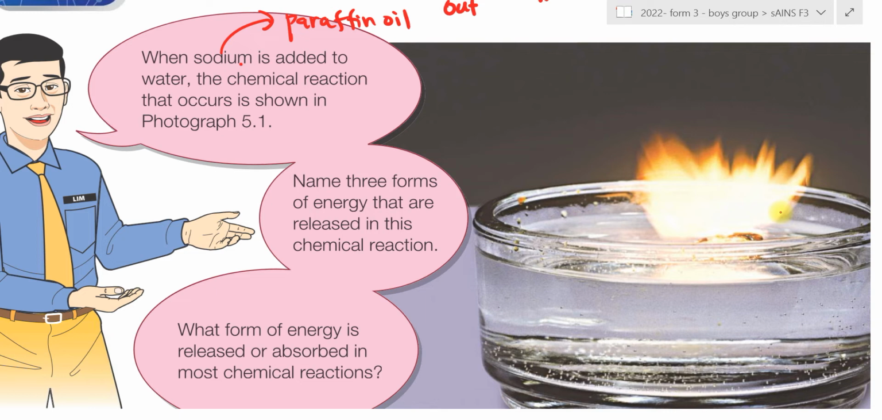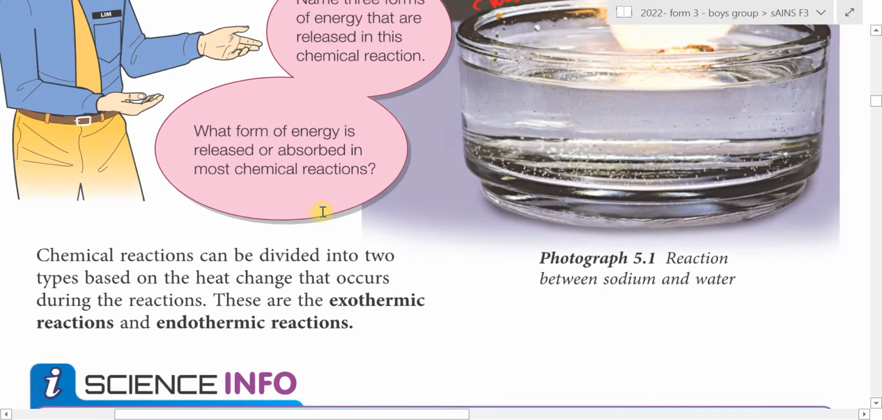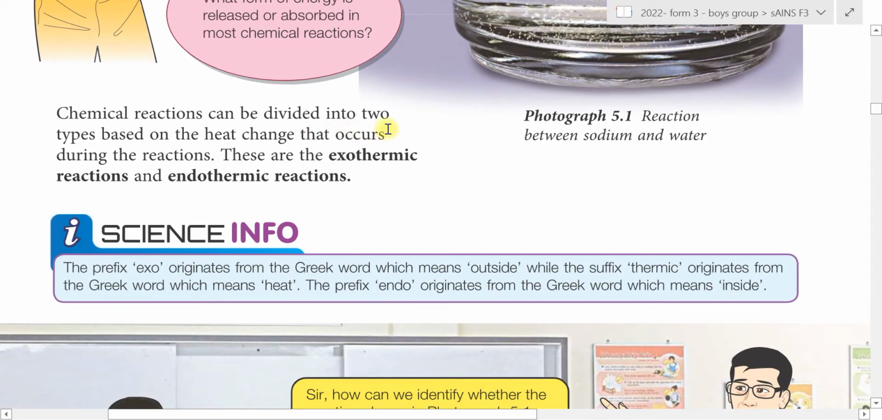Name three forms of energy that are released in this chemical reaction. It should be heat energy, light energy, and also, since it is sodium, chemical energy. What form of energy is released or absorbed in most chemical reactions? Heat energy. Heat is the energy that particles normally absorb or release, not other energies, commonly.